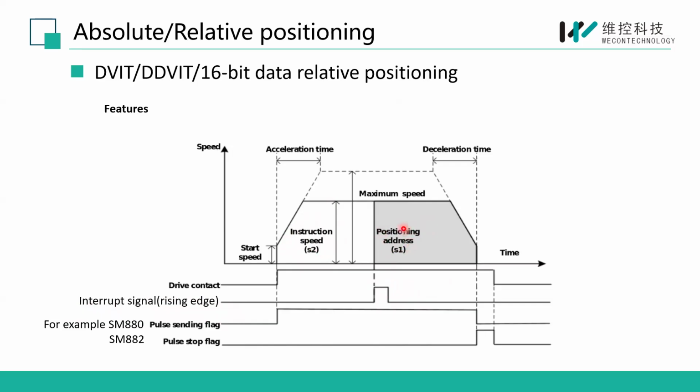So here is a question. If I trigger the interrupt signal several times while the instruction is running, what will be the result? The answer is that there will be no effect, because this instruction will run normally according to the first trigger signal.